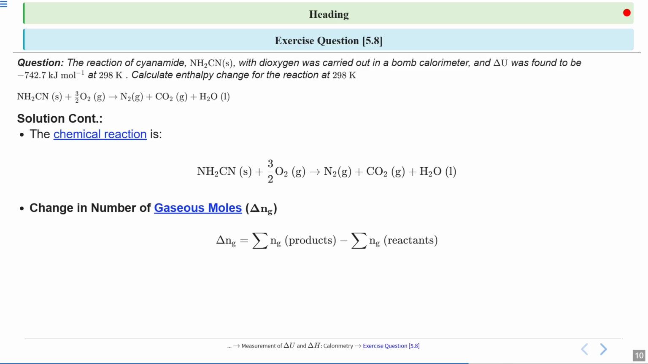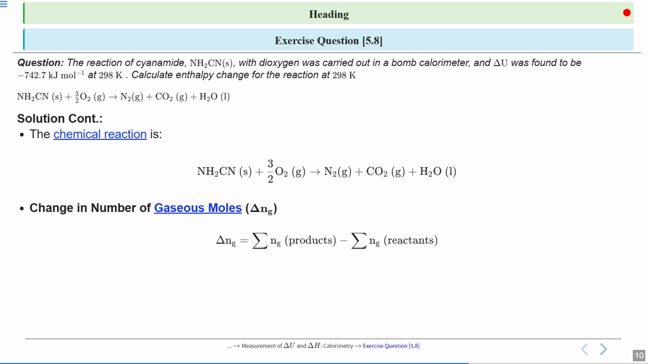What about carbon? Again, from the cyanamide, we have one carbon, and from the carbon dioxide, we have the carbon on the product side. So carbon is also balanced. Last is the oxygen. So oxygen is 3 by 2 multiplied by 2, so that means 3 moles of oxygen atoms. On the right hand side, we have 2 moles coming from the carbon dioxide and 1 mole coming from the water. Therefore, this equation is completely balanced.